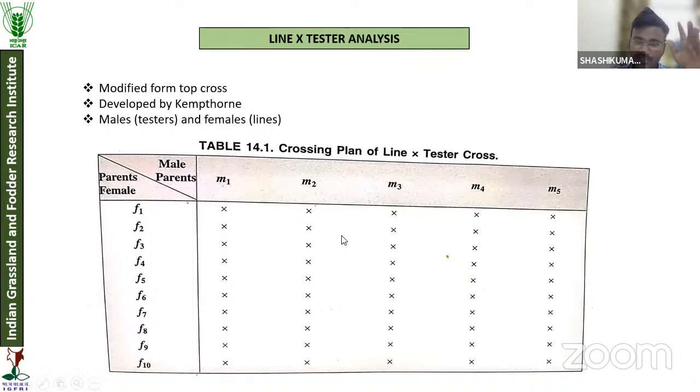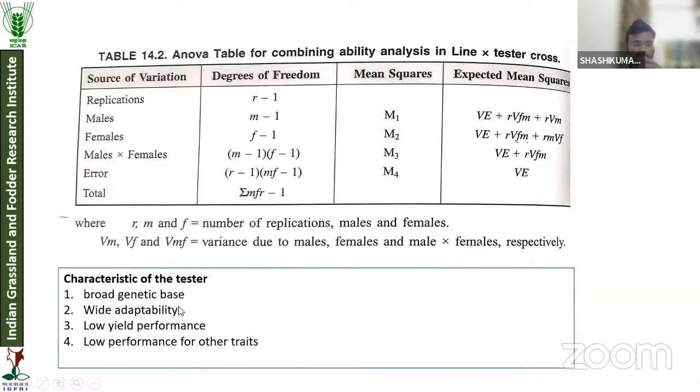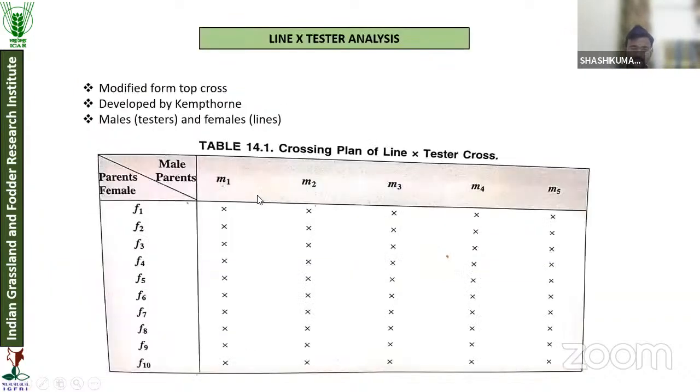If you are doing this line x tester analysis in the initial generations, like in the initial inbred line development, that is early generation, S2 generation, F3 generation, then if GCA is high, you take those lines, when you are considering selfing continuously, especially for synthetic development, or you find that selection for this line is very effective. If the SCA is more, then you take that for hybrid development, in such a way.